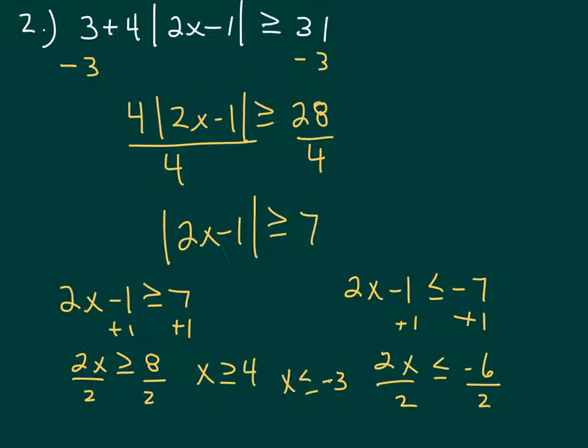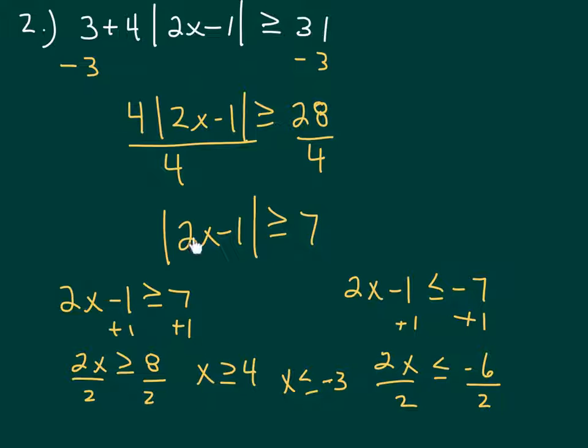Alright, so here's the solution to number 2. Notice we isolated the absolute value first by subtracting 3, then we had to divide by 4 on both sides. Once we got here, we could determine that we could go on because it's a positive number. Our two equations: 2x minus 1 is greater than 7, and because it's greater, we're going to get an or out of it, and then 2x minus 1 is less than or equal to -7.